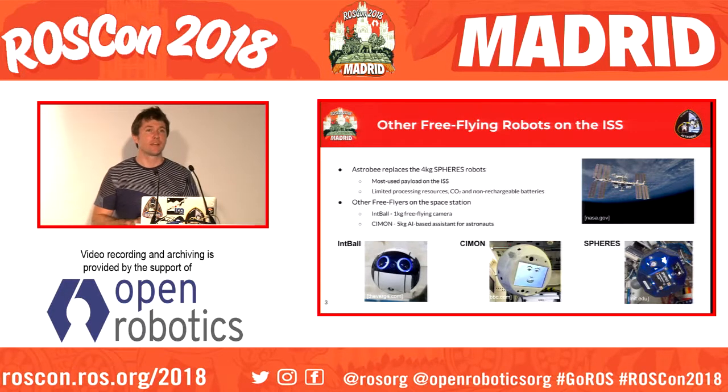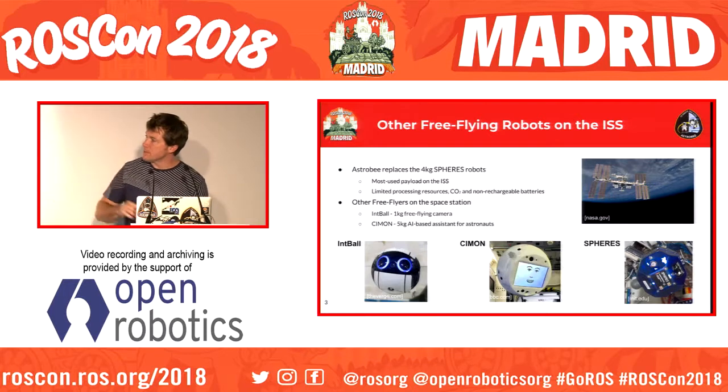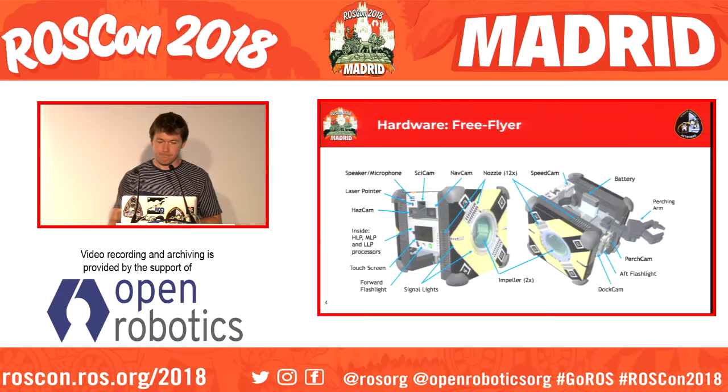And it's essentially a free-flying camera. And then Simon is more AI targeted as an assistant for astronauts. And so you can see the images of them at the bottom of the slides.